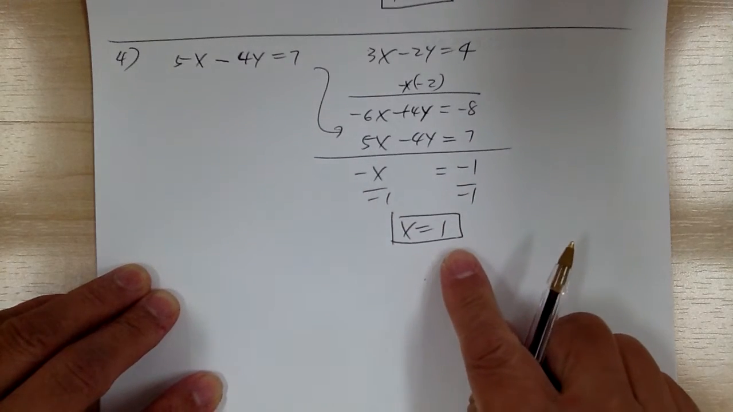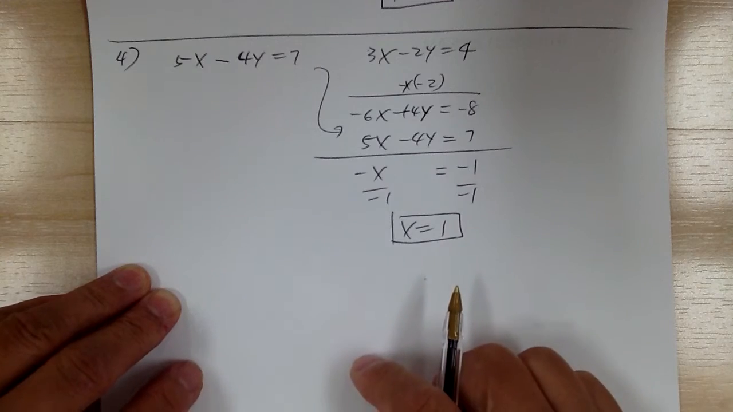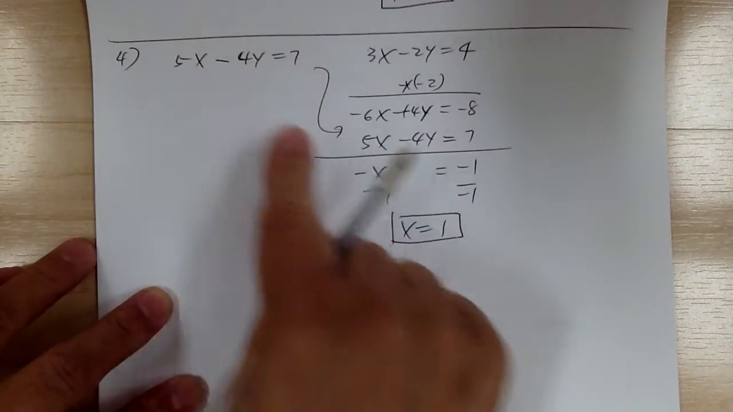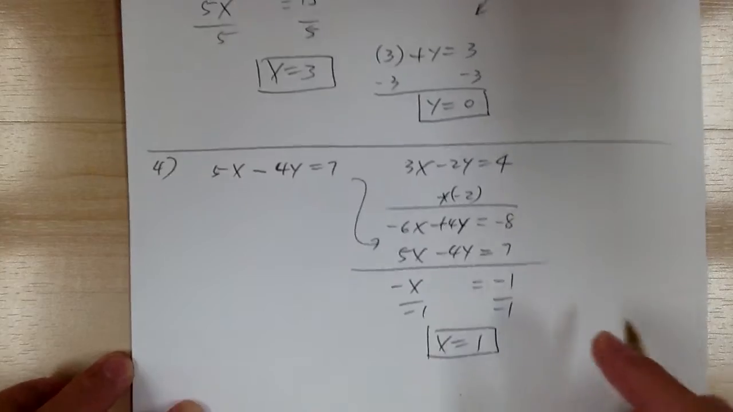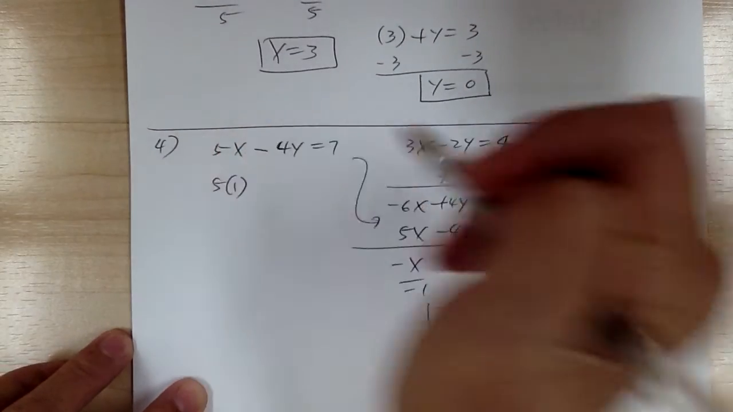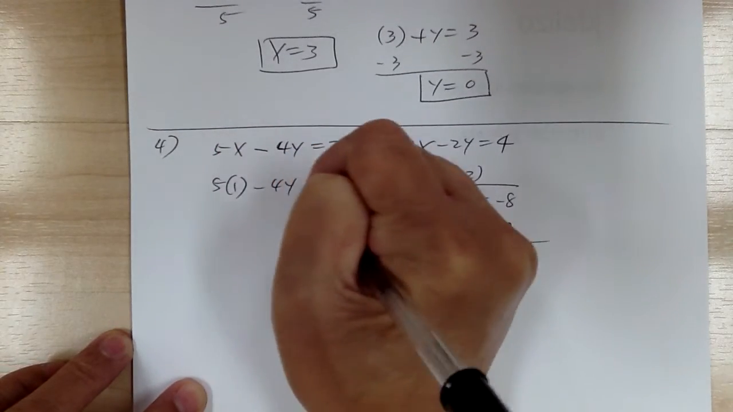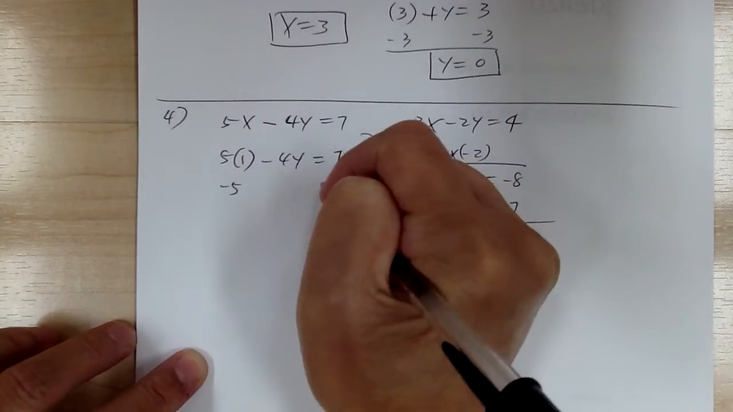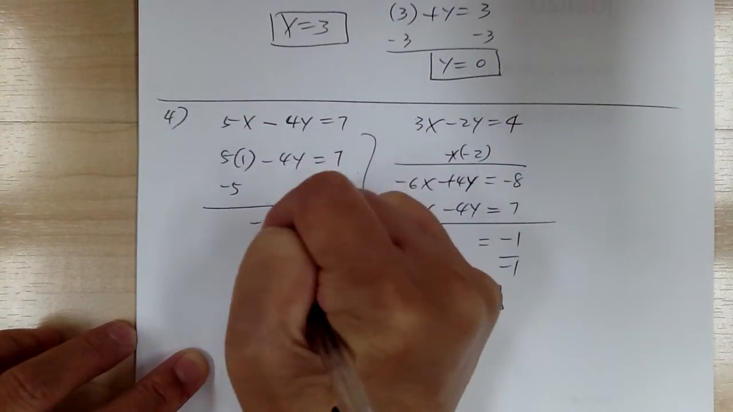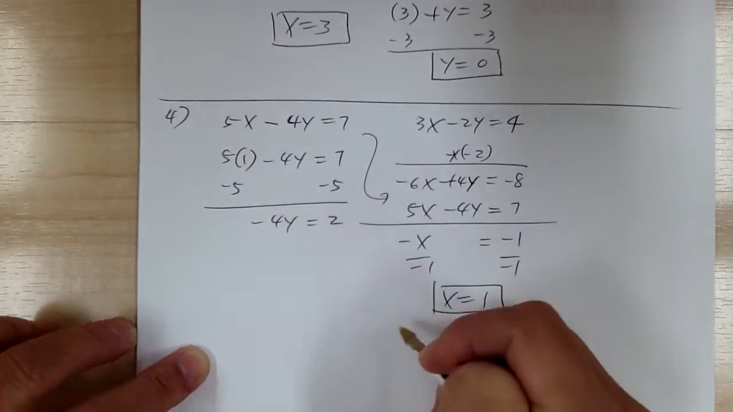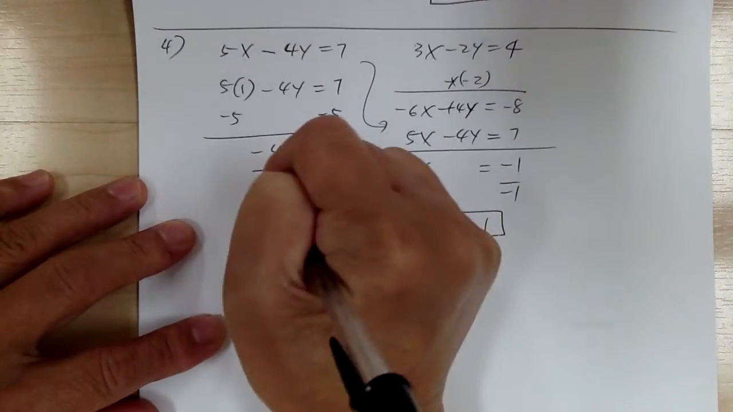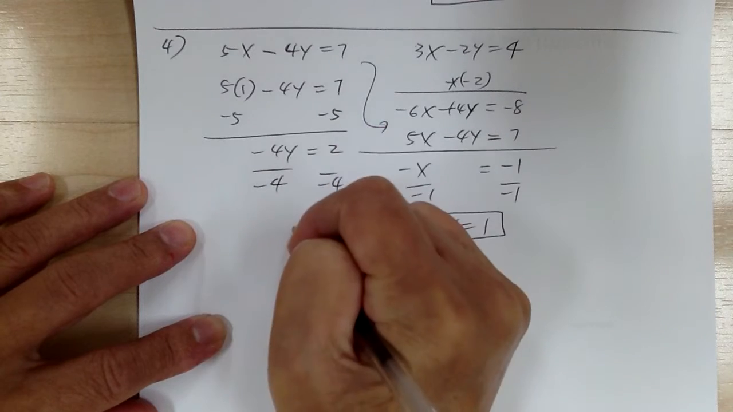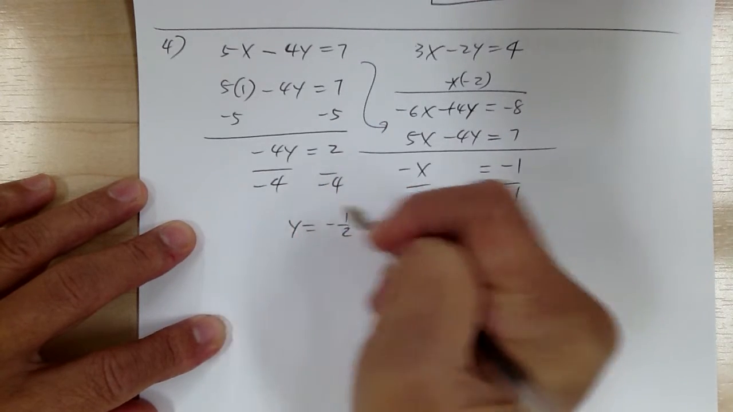And once you find x equal to 1, you can use any equation. Let's go and use this one. So 5 times 1 minus 4y equal to 7. So I'm going to minus 5 on both sides. So I got negative 4y equal to 2. Divide by negative 4, divide by negative 4. So y equal to negative 1/2.